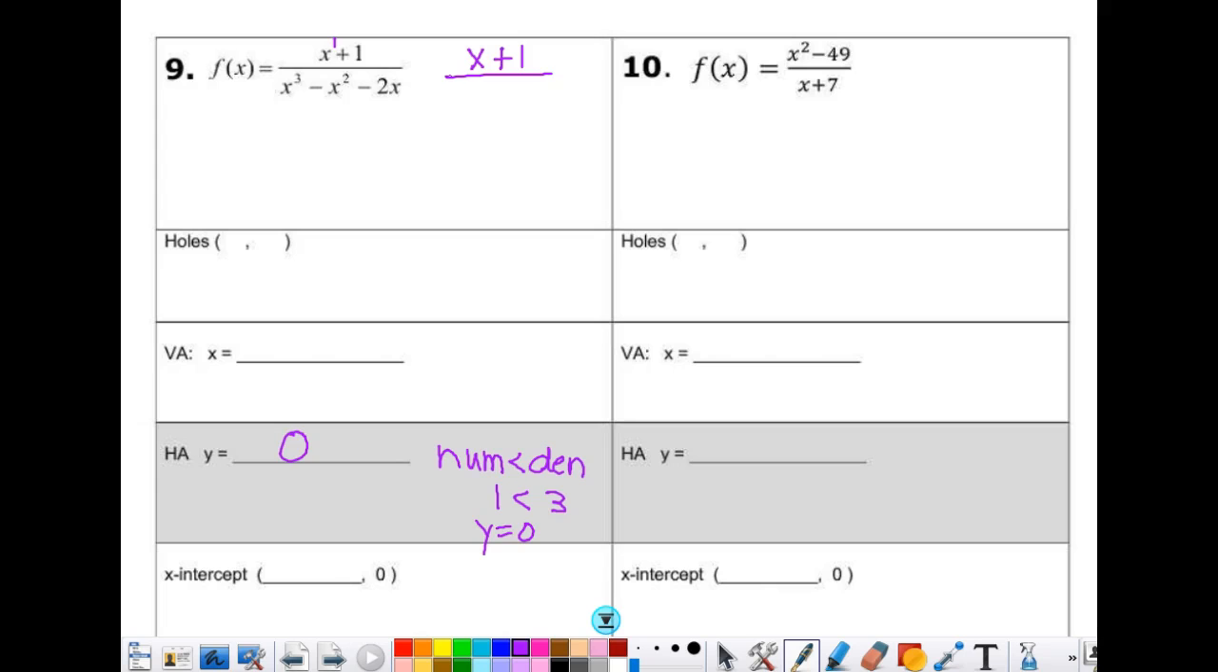Okay. Now, these all divide by x, right? So we bring out an x, and then we get x squared minus x minus 2.